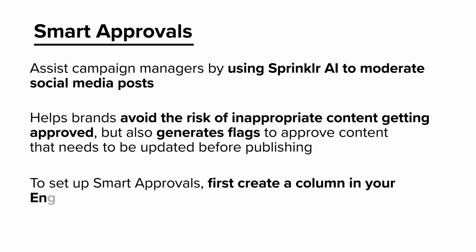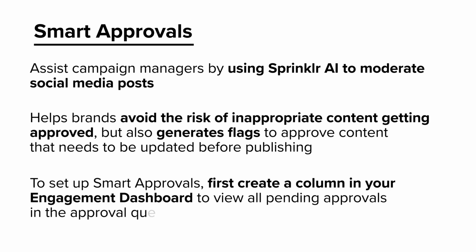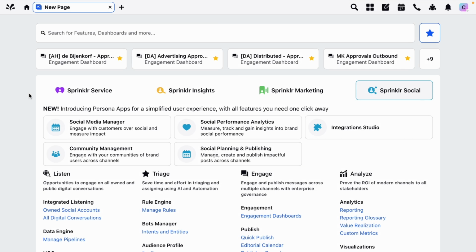To set up Smart Approvals, you first must create a column in your engagement dashboard to view all pending approvals in the approval queue. Let's take a look at how to use Smart Approvals on an engagement dashboard that already has a pending approvals column set up.